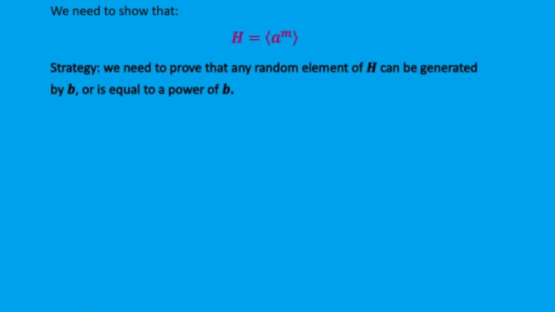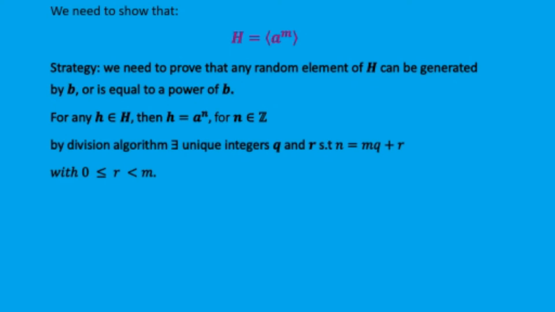So the strategy here is to prove that any random element of H can be generated by B, or is equal to a power of B. We then take any element of the subgroup H, so we can write it as A to the N for some integer N. Then, by applying the division algorithm for integers M and N, there exist unique integers Q and R such that N is given by M times Q plus R, where Q is the quotient and R is the remainder, with R greater than or equal to 0 and less than M.